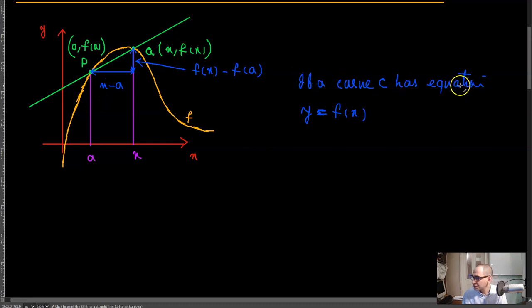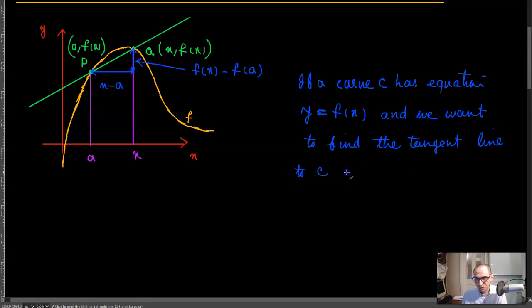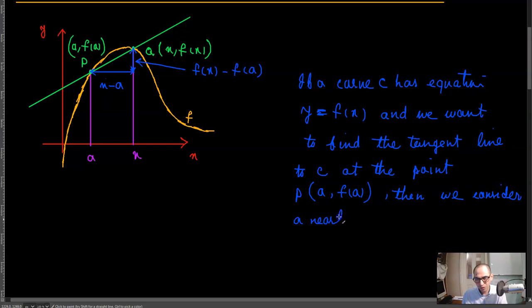So we could say that if a curve C has equation Y is equal to F of X, and we want to find the tangent line to C at the point, for example, P, which is this point over here with coordinates A and F of A, then we consider a nearby point Q with coordinates, for example, X and F of X, where X is not equal to A, right?